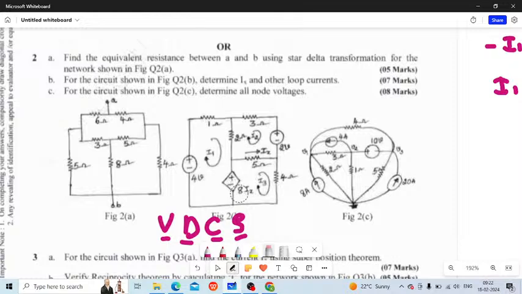You need to know about VDVS, that is voltage dependent voltage source. You need to know about VDCS, voltage dependent current source. You need to know about the current dependent voltage source.